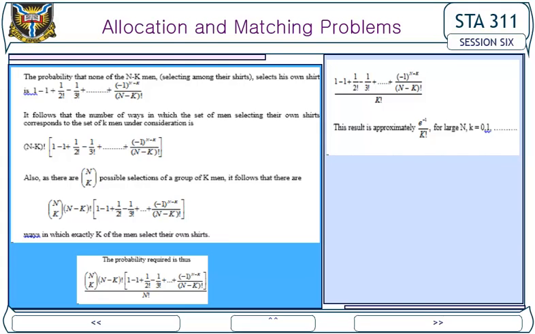Also, as there are n combination k possible selections of a group of k men, it follows that there are this many ways in which exactly k of the men select their own shirts. The probability required is thus as follows. This result is approximately e raised to power minus 1 over k! for large n, k equal to 0, 1, and so on.